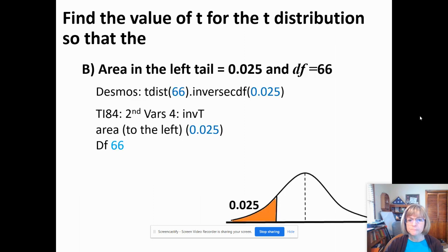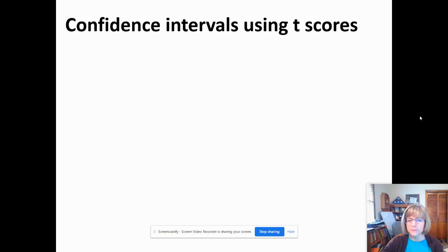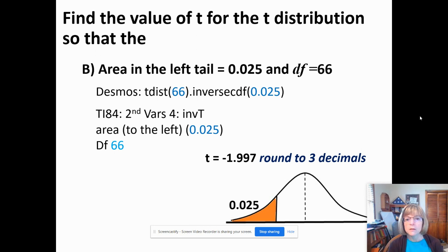Here's another example. We want to know the t-score where the area in the left tail is 0.025. The degrees of freedom is 66. So again, there's your instructions using Desmos or the TI-84, and you should get negative 1.997, round to 3 decimals. Notice that the negatives and the positives follow the same pattern that our z-scores do. So very similar. Thanks very much.